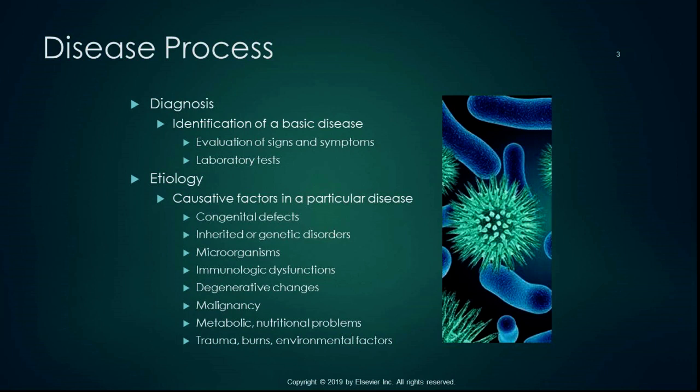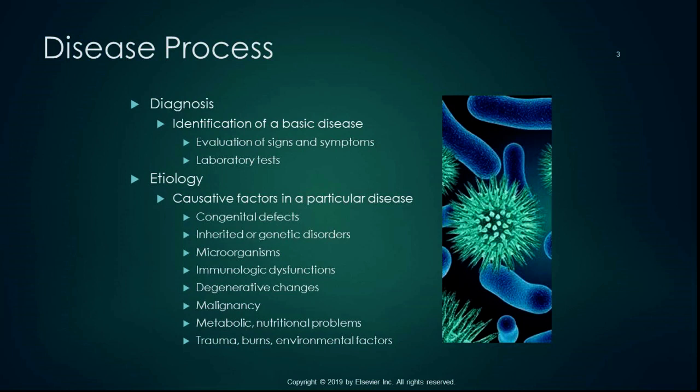So the etiology is the causative factors in a particular disease. There may be one causative factor, or there may be several causative factors. So lots of different things can cause disease, and there is a listing here, not necessarily comprehensive, but fairly complete. Congenital defects, things that happen at or around the time of birth. Inherited or genetic disorders, you're born with it because it's in your DNA. Microorganisms, bacteria and viruses. Immunological dysfunction, so things that your immune system causes. Degenerative changes, arthritis, osteoarthritis is a really good example of a degenerative change. Rheumatoid arthritis is an immunologic dysfunction.